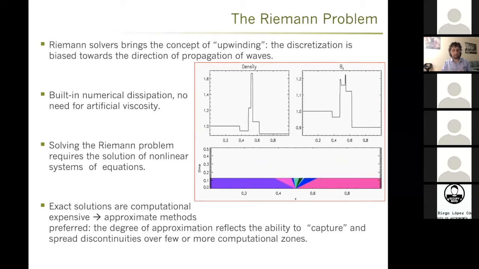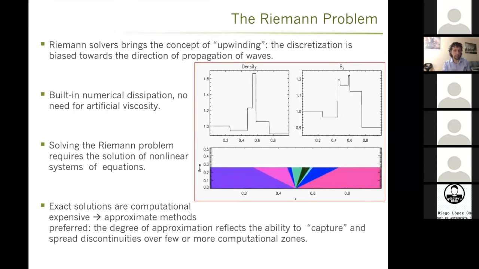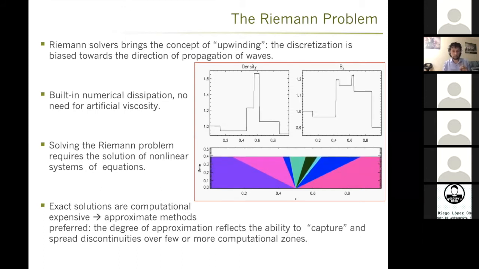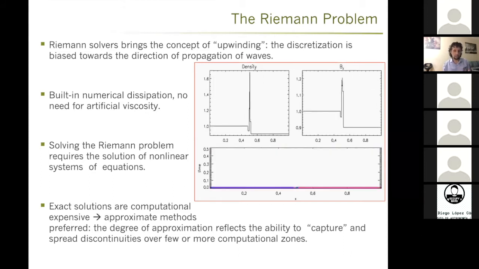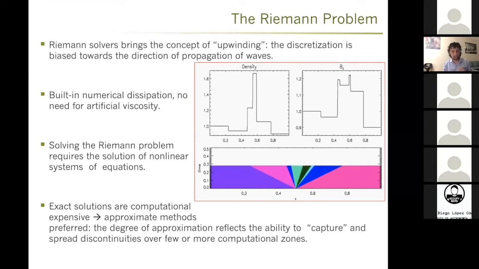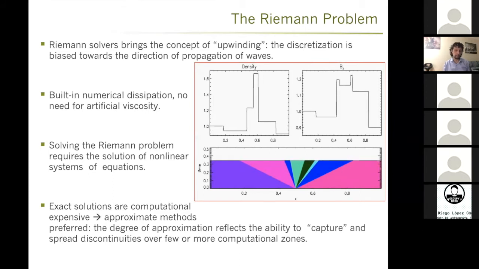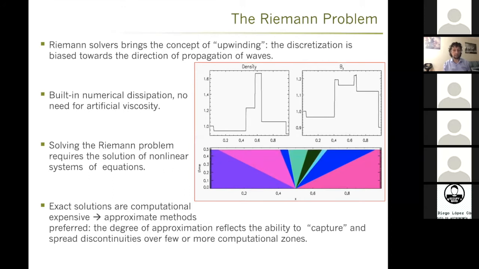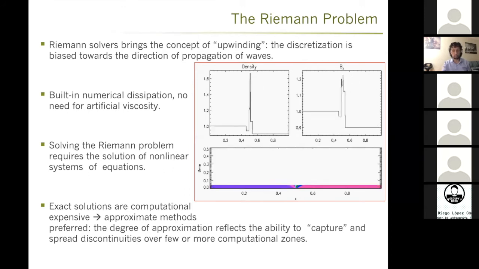Now, the beauty of these methods is that there is no artificial viscosity that has to be added to stabilize the scheme, because the scheme has intrinsic numerical dissipation. Now, the problem, of course, is that you need to solve a Riemann problem, which is usually a complicated task, requires the simultaneous solution of a set of nonlinear equations. That's why people usually don't use exact solutions, but prefer instead approximate methods. And the degree of approximation reflects the ability to capture and spread discontinuities over few or more computational zones.